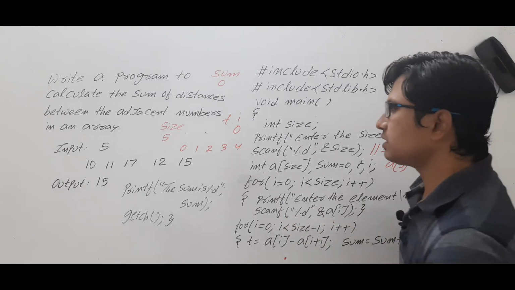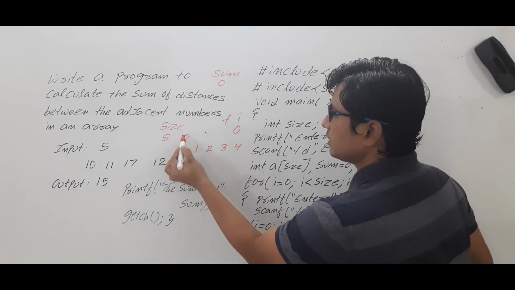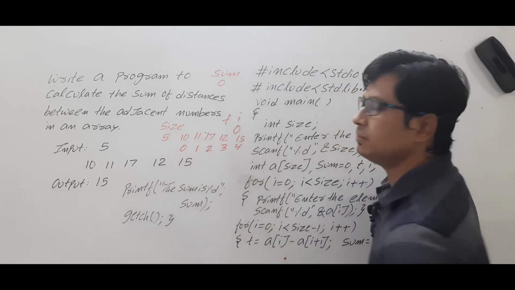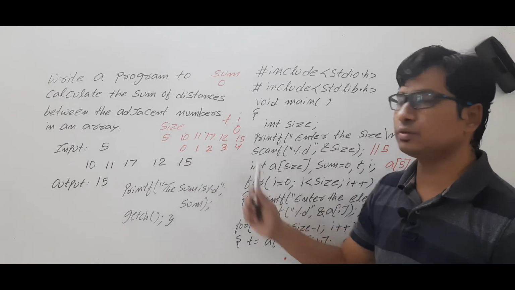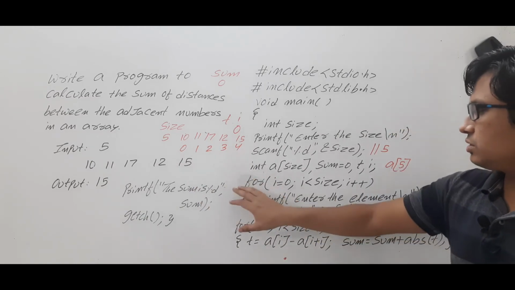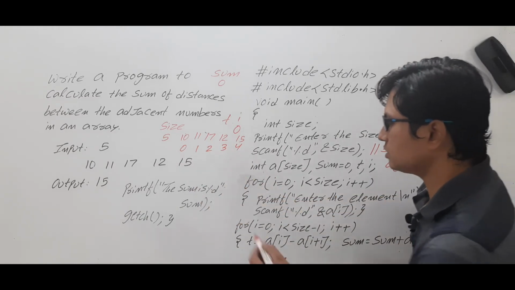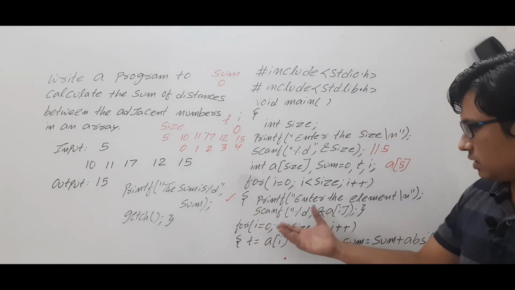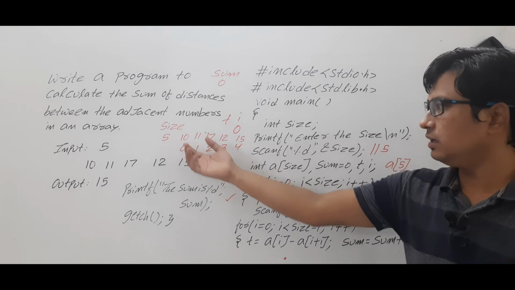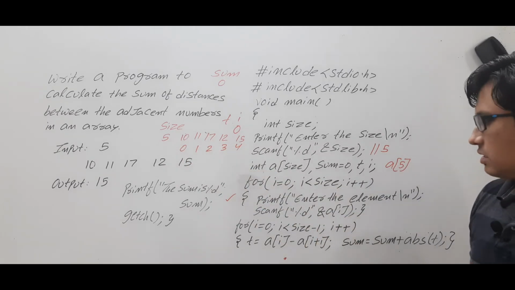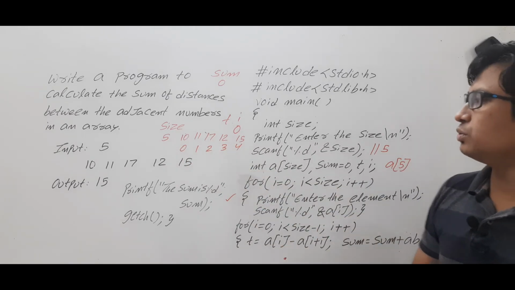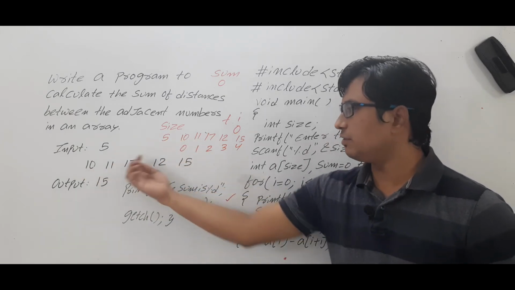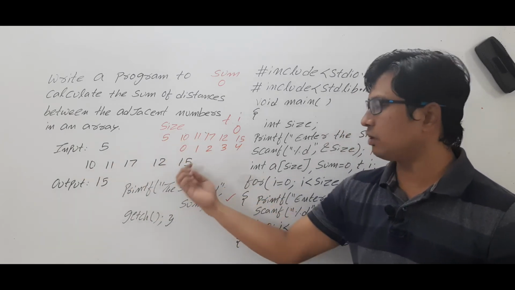Whatever the input, let's take 10, 11, 17, 12, 15, will be stored in the index from 0 to 4. I hope everyone knows this concept. We are reading one element from the user and storing it in the array at the corresponding index. Is it clear? Then what I want to do is find the difference between 10 and 11, then 11 and 17, 17 and 12, 12 and 15.